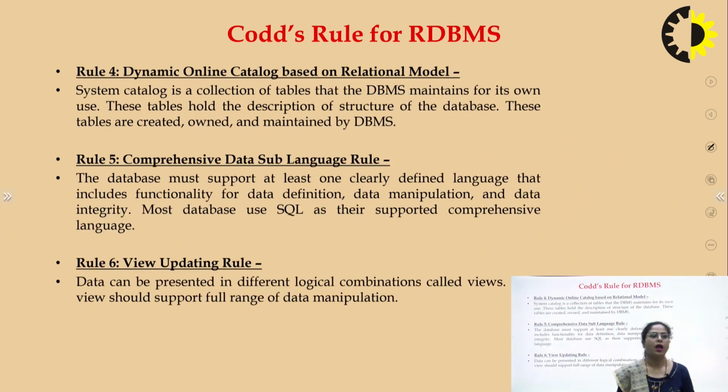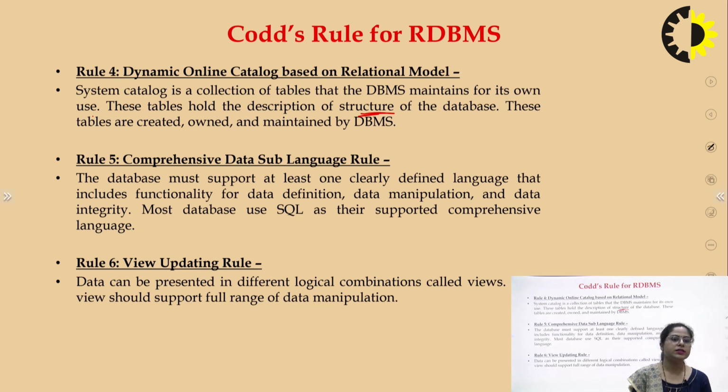The fourth rule is the dynamic online catalog based relational model. The system catalog is a collection of tables that the DBMS maintains for its own use. These tables hold the description of the structure of the database. Which types of tables will be used is told in this fourth rule. These tables are created, owned and maintained by the DBMS.